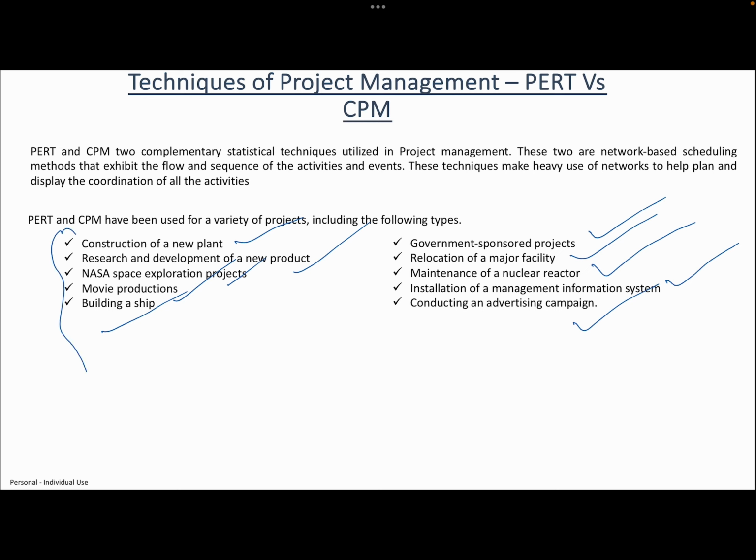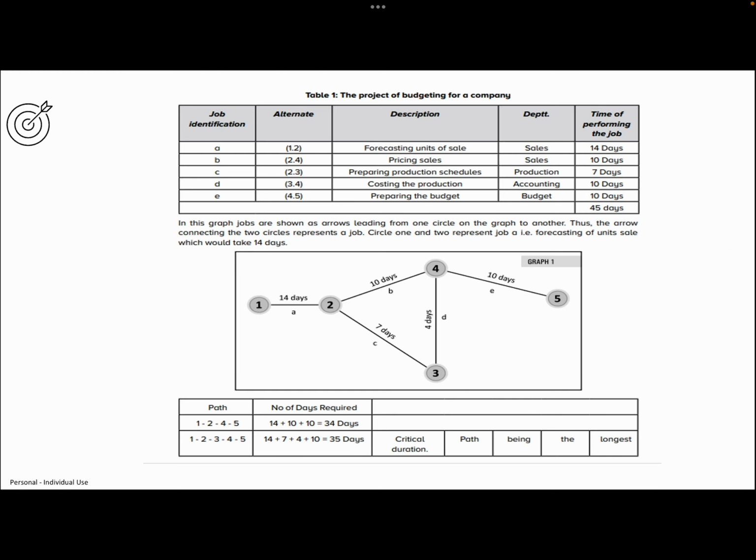So you guys know, right? Each of these things has multiple tasks associated. For example, construction of a new plant has thousands of tasks included. In the same way, movie production again has multiple steps. All those things will be put in a proper network diagram, and then the completion time will be identified under CPM and PERT using a network diagram. Here is one example, as we discussed earlier.